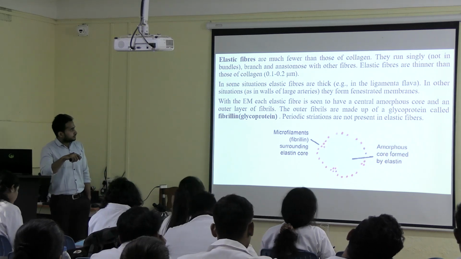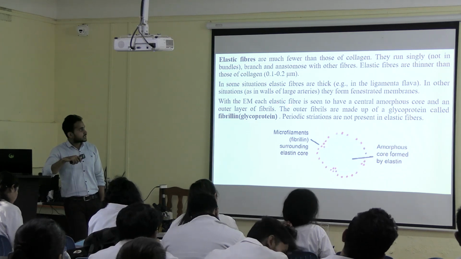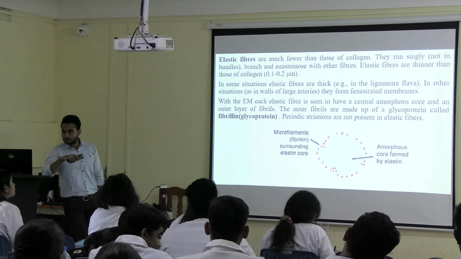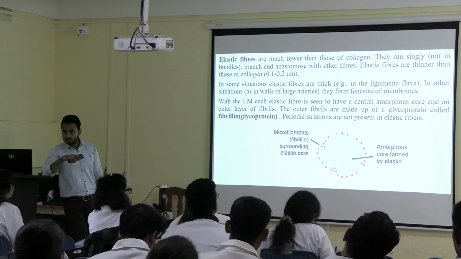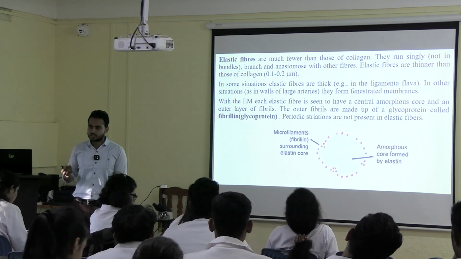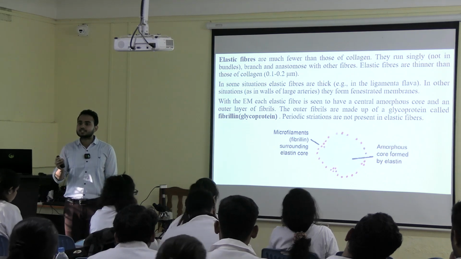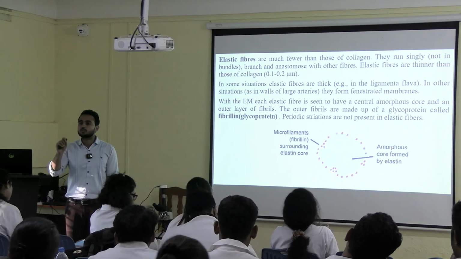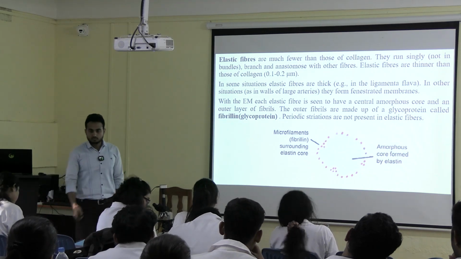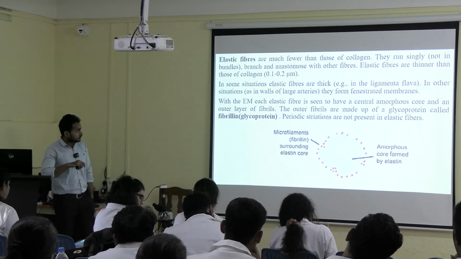Next, in another situation, elastic fibers are also present in the walls of large arteries, and they form fenestrated membranes. I hope you know the meaning of fenestrated membranes. It means there are some blood vessels where the walls of the blood vessels are fenestrated, meaning small micropores are present. That is the fenestrated membrane. Very small, tiny micropores are there.